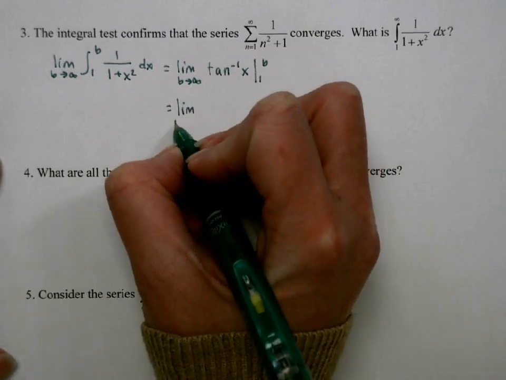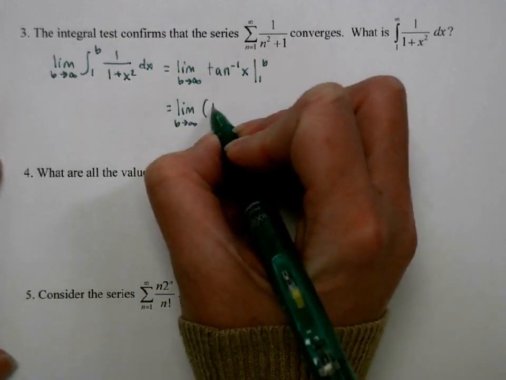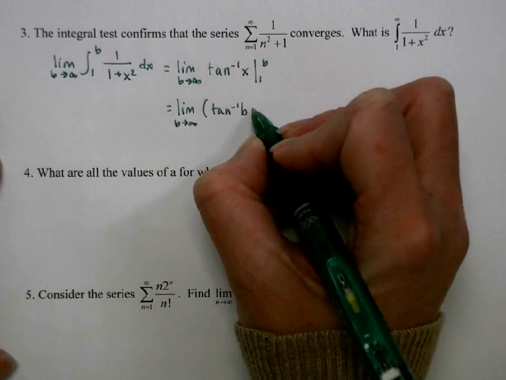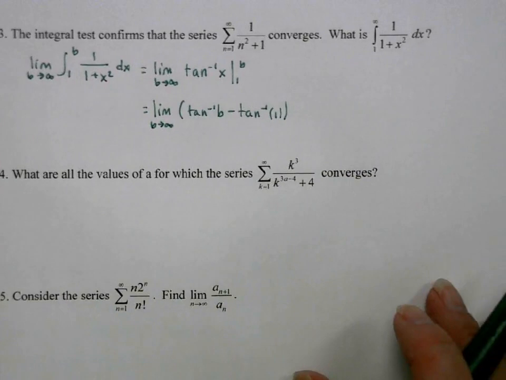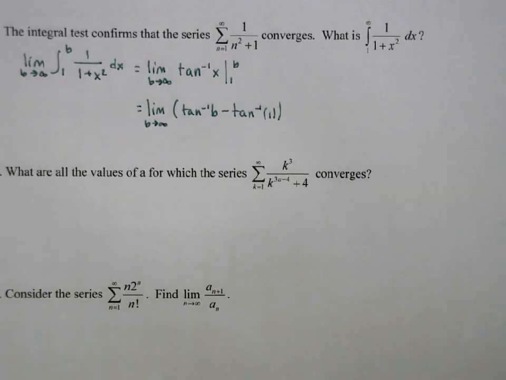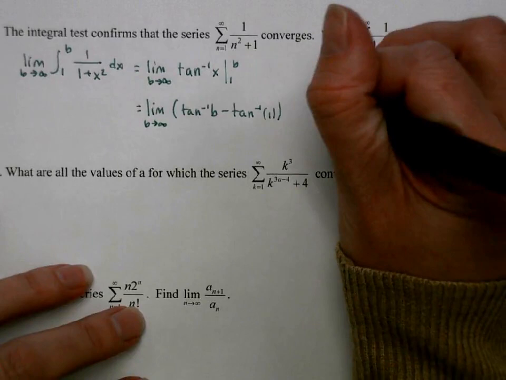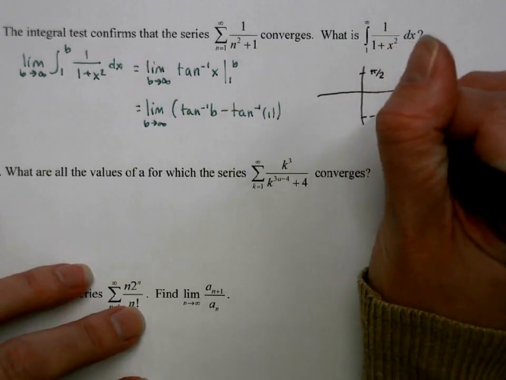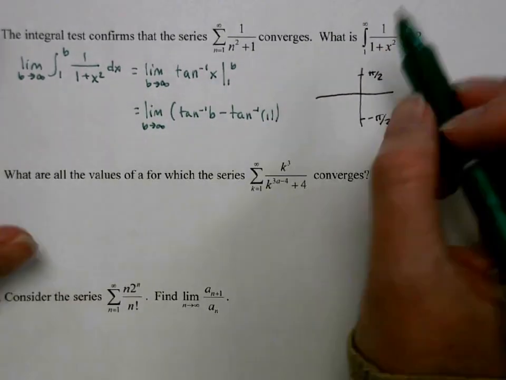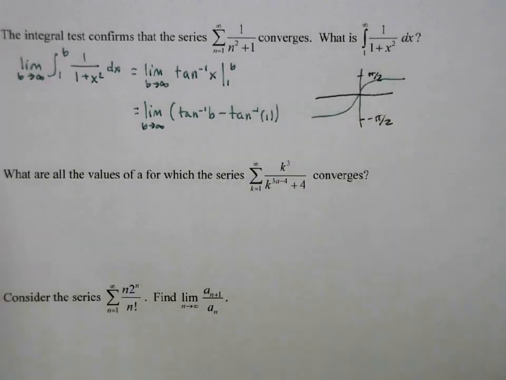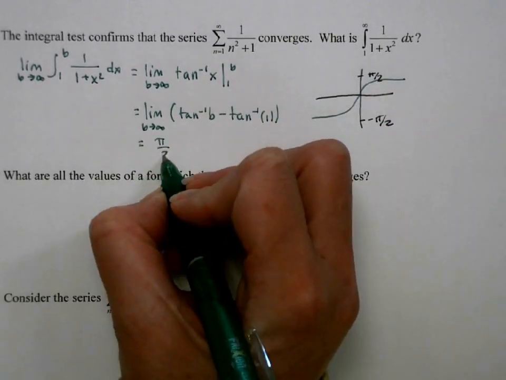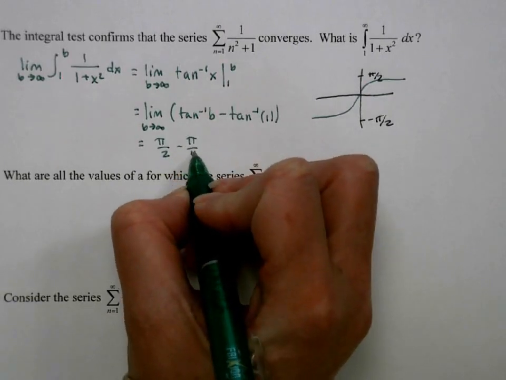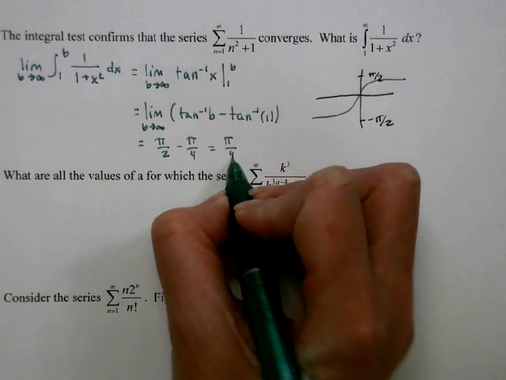So we want the limit as b goes to infinity of the tangent inverse of b minus the tangent inverse of 1. Tangent inverse just pops up a lot because it is kind of unique in that its graph has a finite limit as you go to both infinity and negative infinity. So in this case, as we go to infinity, tangent inverse goes to pi over 2. Tangent inverse of 1 is pi over 4. So our value here is pi over 4.